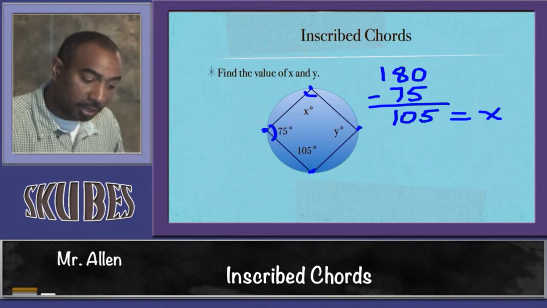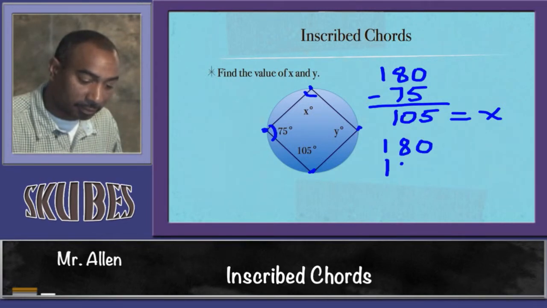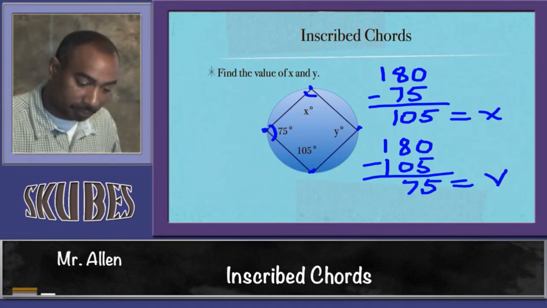Similarly, y is the same side interior angle to 105. So I can subtract 105 from 180. And this gives me 75, which is the value of y.